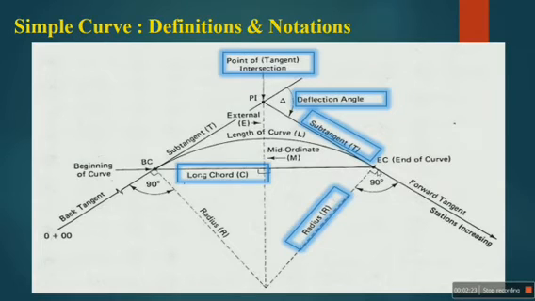Similarly, point of tangency, or end of the curve. Here the alignment changes from the curve to the straight line. This point is called a point of tangency.